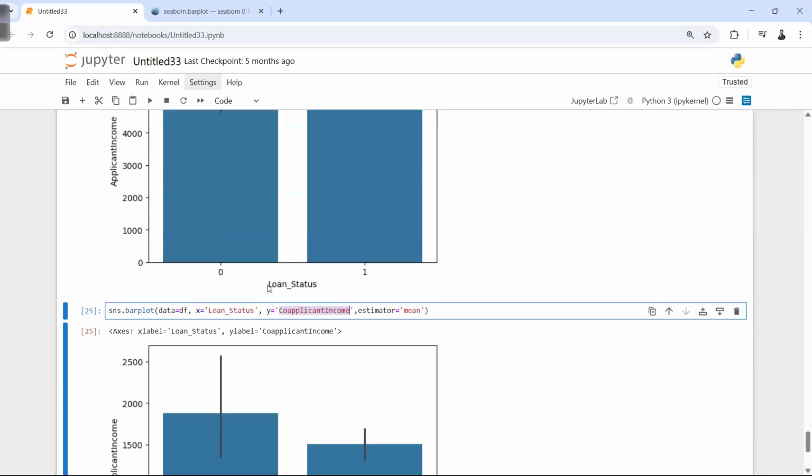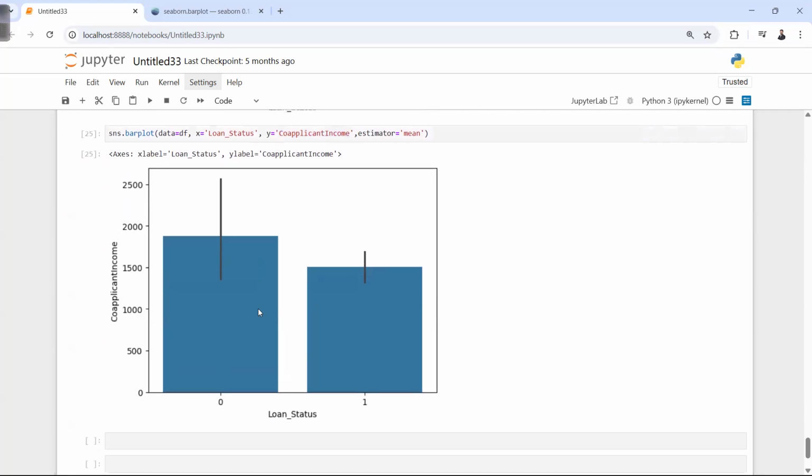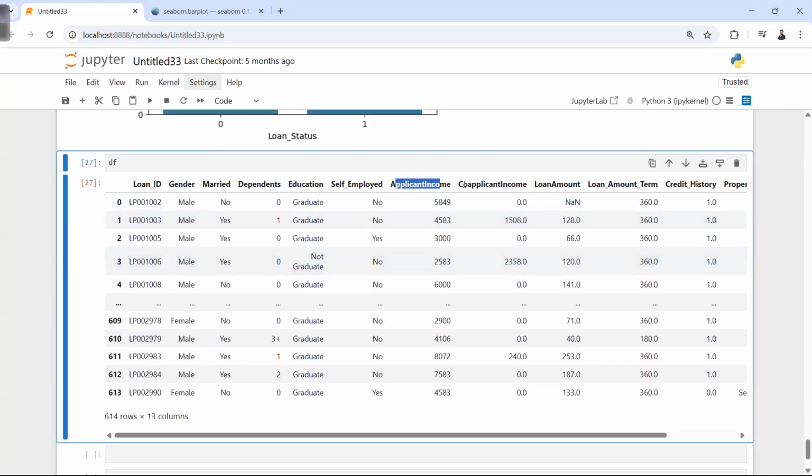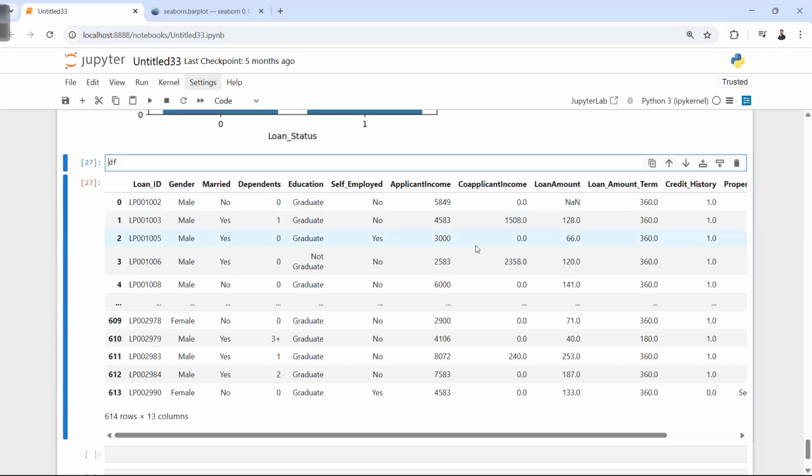So if I come to my data set, I have, let's say, applicant income and co-applicant income. Both are numerical. And the plot which we normally use is a scatter plot.